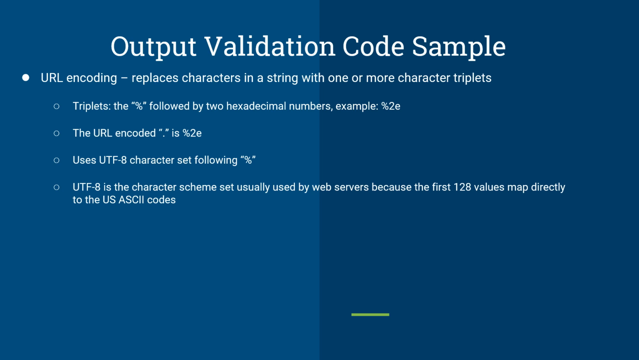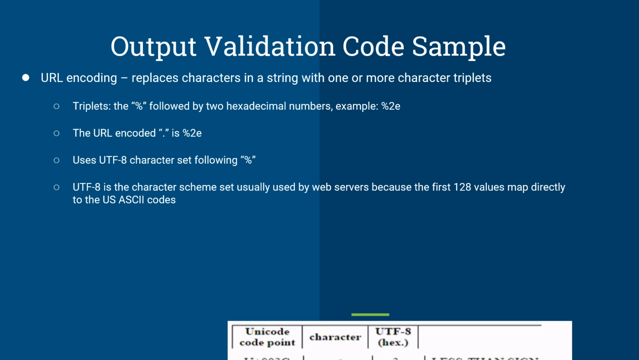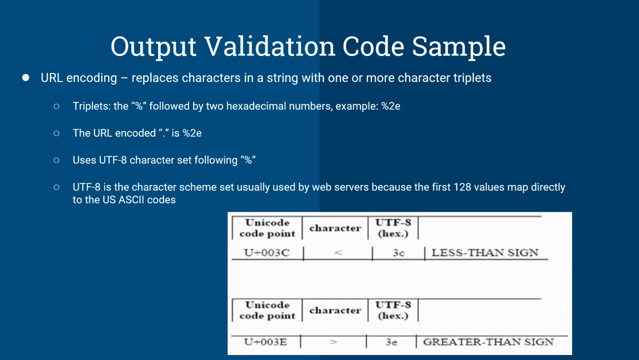URL encoding replaces characters in strings with one or more character triplets. By triplets, I mean a percent sign followed by two hexadecimal digits. For example, %2e is the dot notation, the dot meaning the current directory.